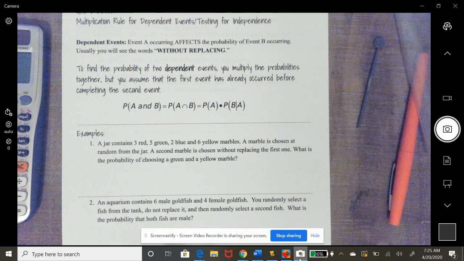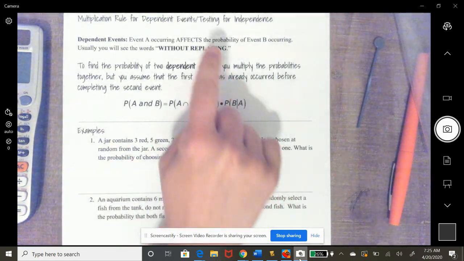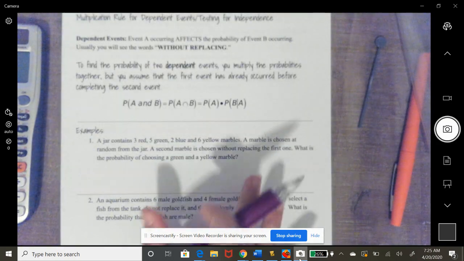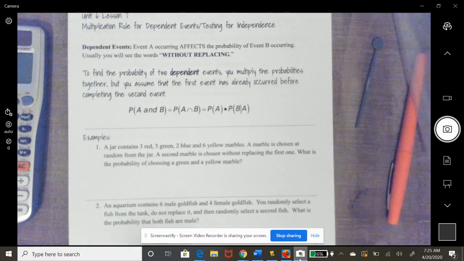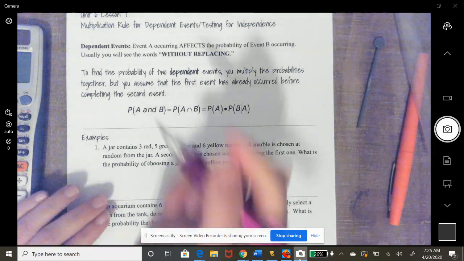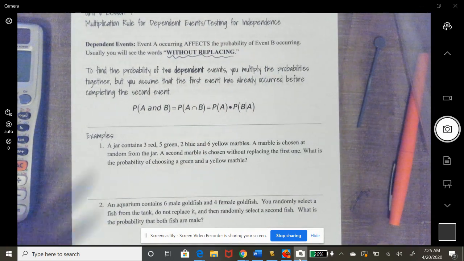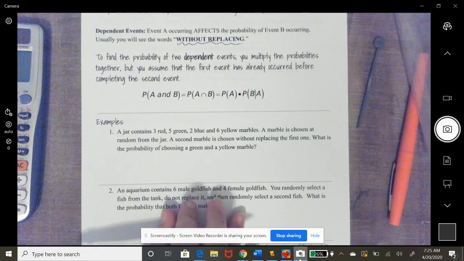Okay, so dependent events are where one event occurs and that affects the probability of the other event occurring. So what you do on your first event is going to change something so that it affects the second event. Usually, and pretty much all of our problems are going to look like this today, you'll see the words "without replacing" or "without replacement." That's how you know they're dependent.